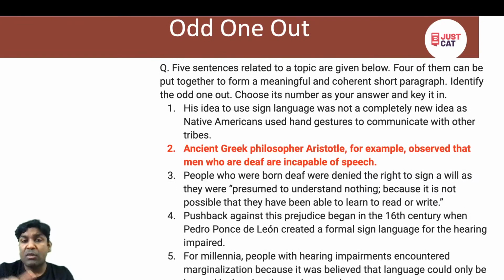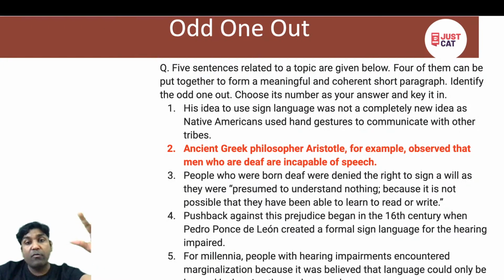Let's see here. For millennia, people with hearing impairments encountered marginalization. Same thing happened. There's a bias because it was believed that language can only be learned by hearing the spoken word. So they are saying that it will start with this bias, this preconceived notion, this prejudice and injustice which was happening. It starts in line number 5.